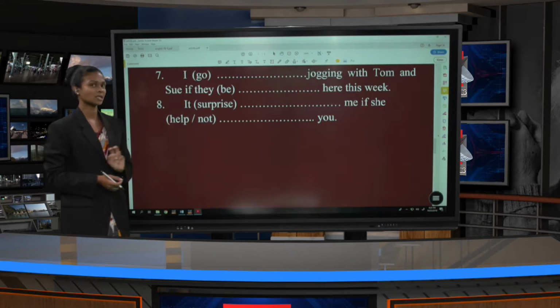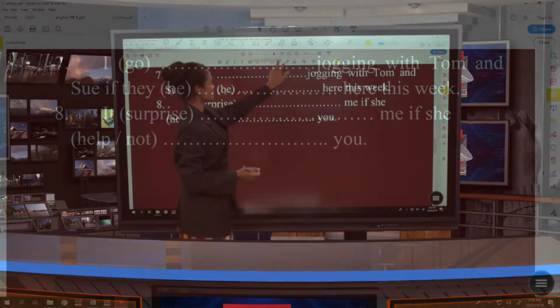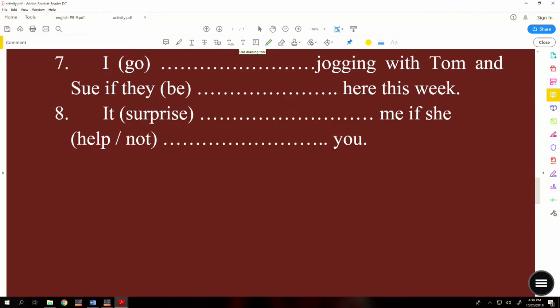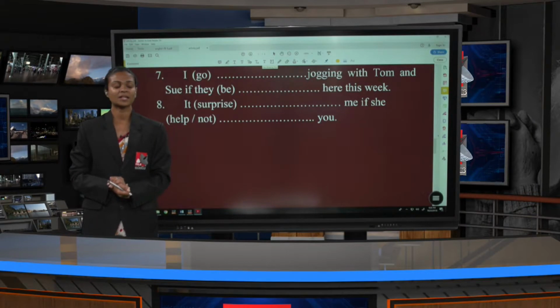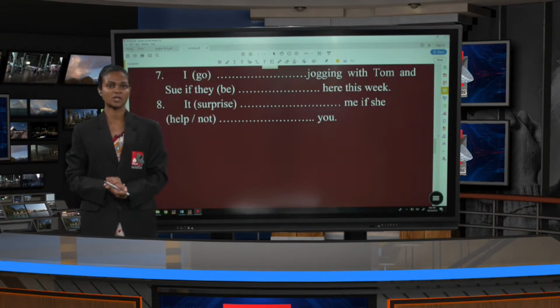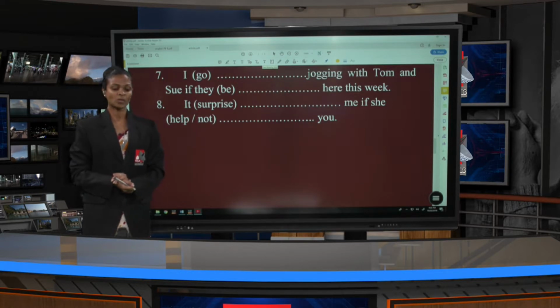Then seventh and eighth. Go through each sentence and try to make conditional sentences. I blank jogging with Tom and Sue if they blank here this week. The verbs are given, go and be. What is the answer?